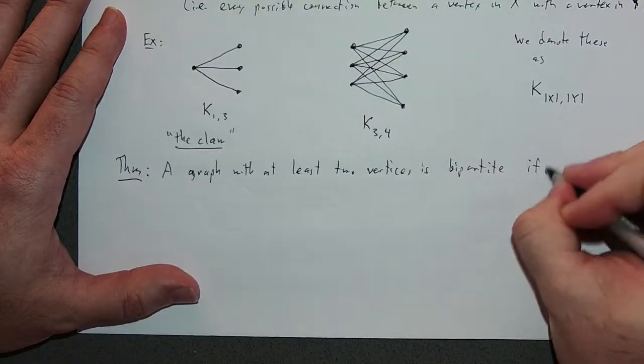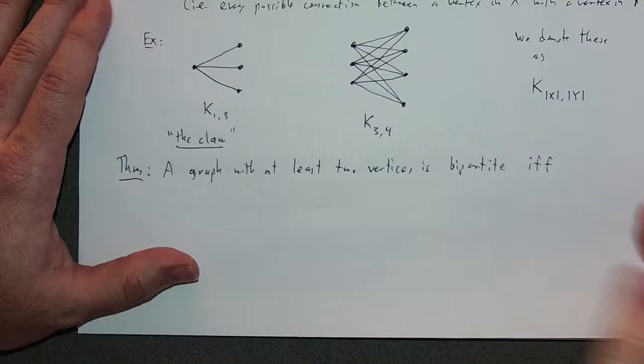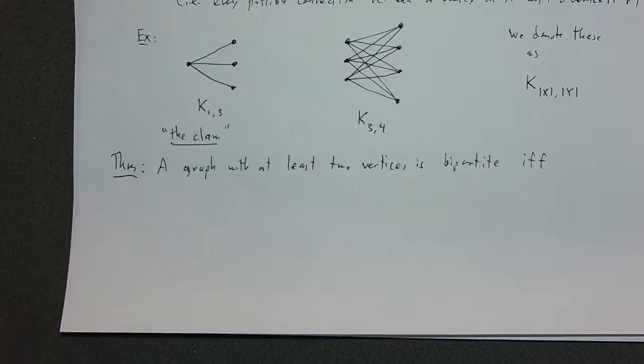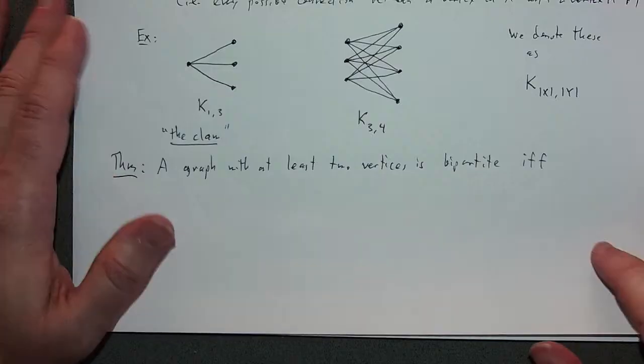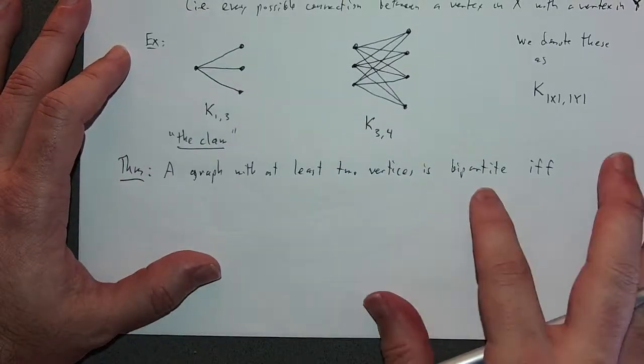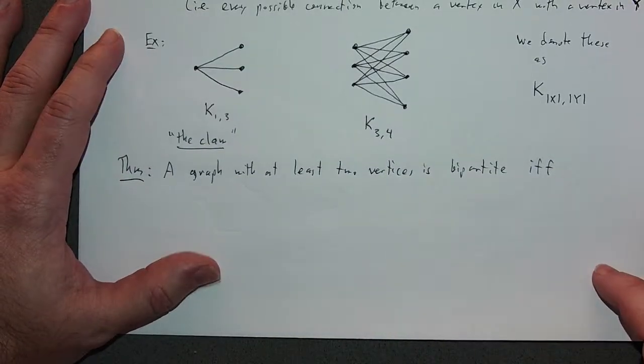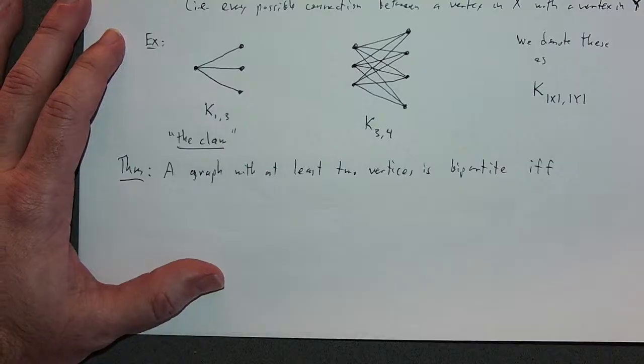So if and only if statements, you can view them as exactly when, or completely characterizing what it is that's going on here. So if and only if being bipartite exactly means that it contains no odd cycles.